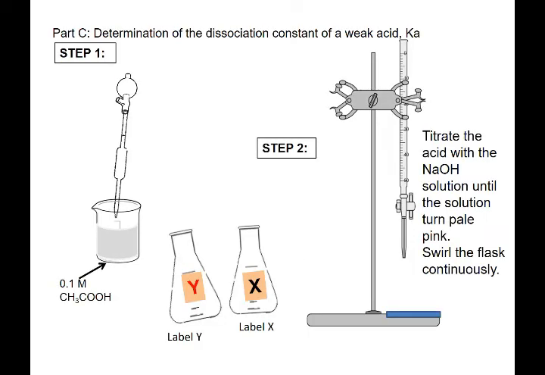Part C. Determination of the dissociation constant of a weak acid, Ka. Step 1. Pipette 25 ml of 0.1 molar acetic acid into 2 conical flasks, X and Y.